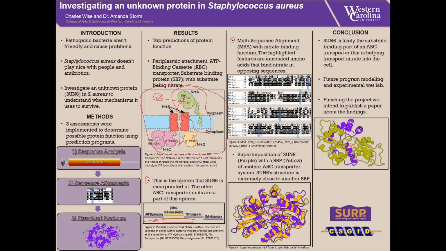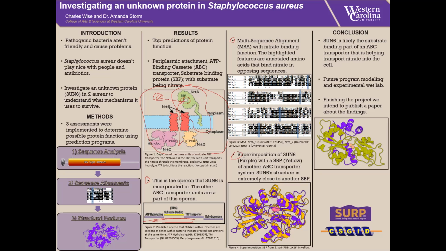The second image up here is a multi-sequence alignment with our protein against known nitrate binding proteins. These highlighted regions are annotated regions that are known to bind nitrate. For our protein, there are 3 conserved residues, or like residues that are the same in the nitrate binding proteins, and only 2 differing. This means that this is very similar to nitrate binding proteins.